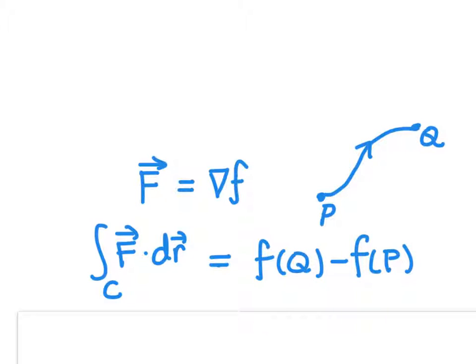Now this is interesting, and it's nice because what it allows us to do is evaluate the line integral without parameterizing the curve. If the vector field is conservative, if it has a potential function, then the value of the integral can be obtained by evaluating the potential function at the endpoint and then subtracting the function evaluated at the beginning point. So let's go ahead now and apply this.